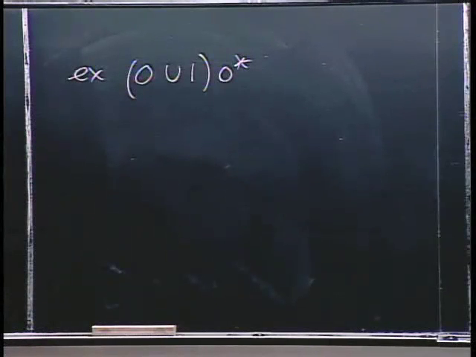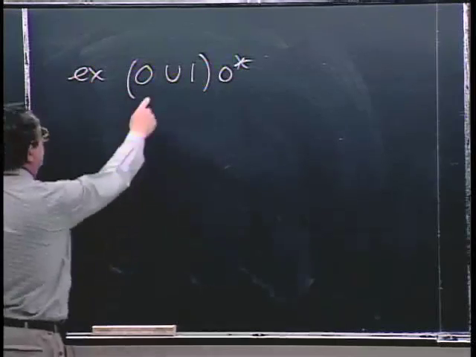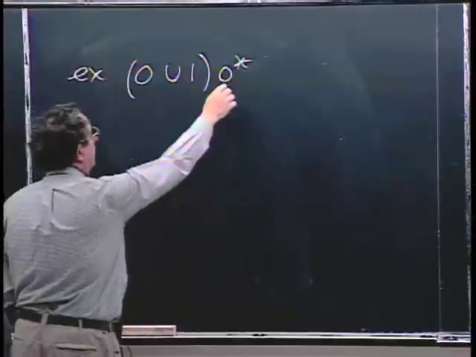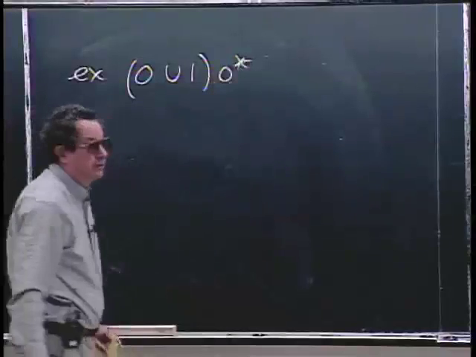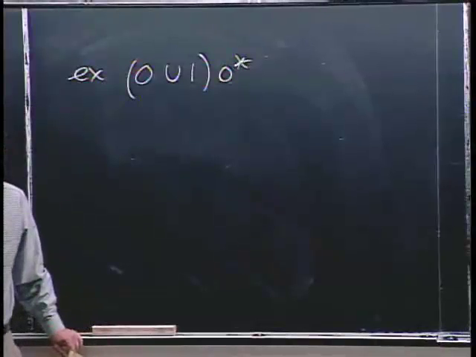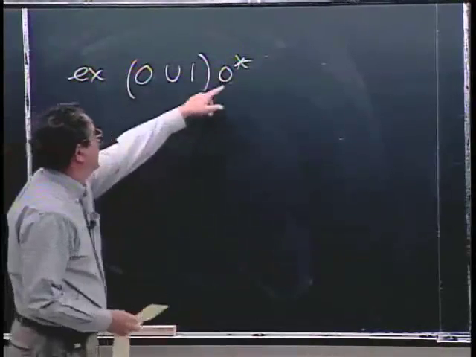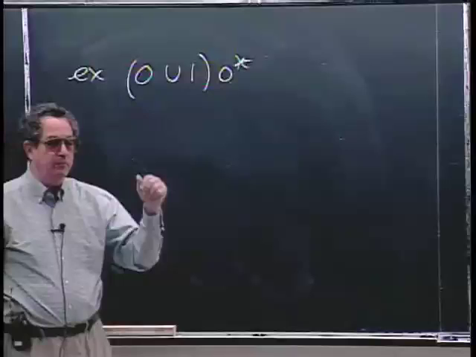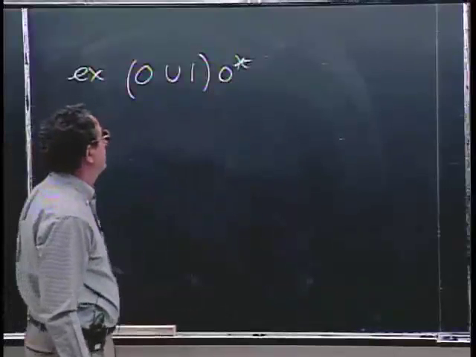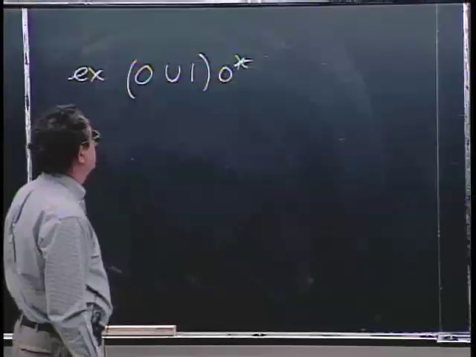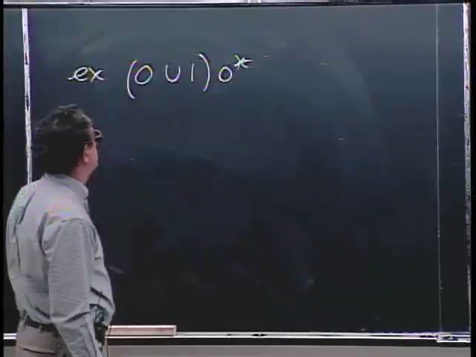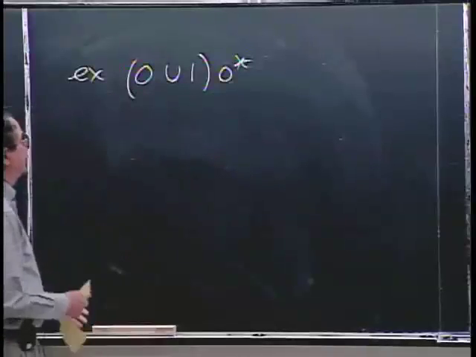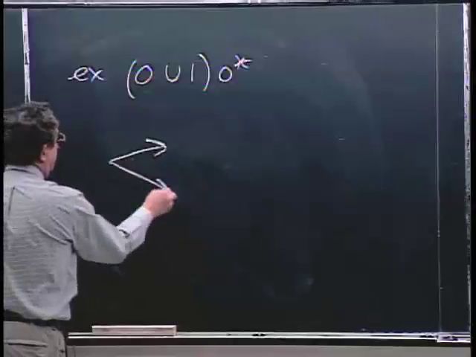This is the language that consists initially of a 0 or a 1, followed by some number of zeros, including the possibility of 0 zeros. So 0 star is this operation. The star operation is any number of repetitions of what that particular string or regular expression is. This happens to be just a 0. And this is the union of a 0 or a 1. It's easy to construct an NFA for this.